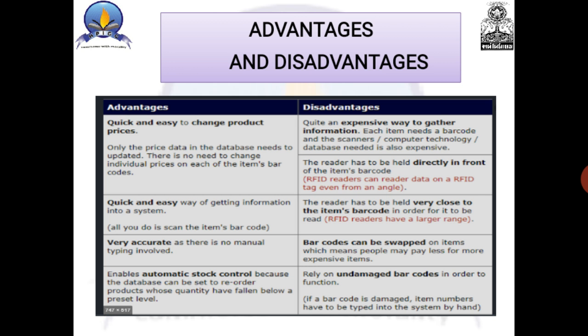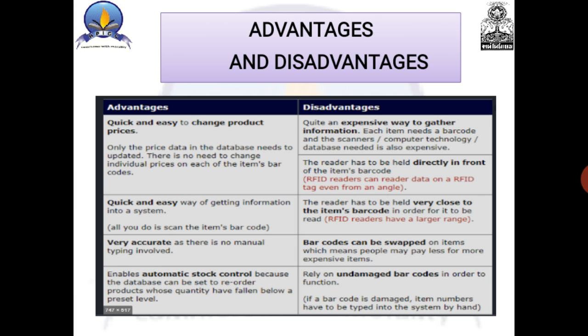Let me focus on something different, that is, the advantages and disadvantages of MICR. Advantages are: quick and easy to change product prices, a quick and easy way of getting information into a system, very accurate as there is no manual typing involved, and it enables automatic stock control because the database can be set to reorder products whose quantity has fallen below a preset level.